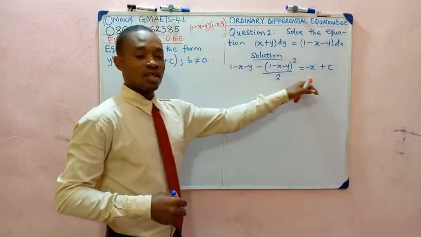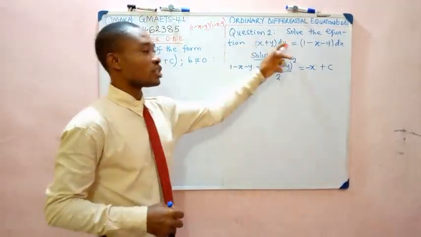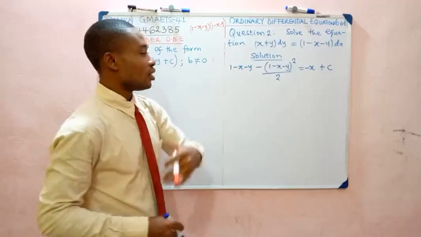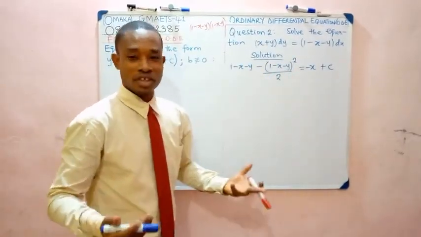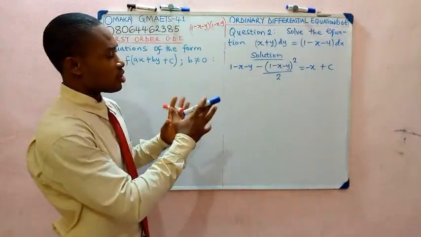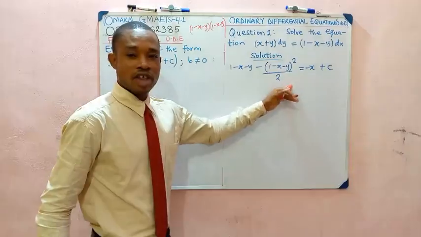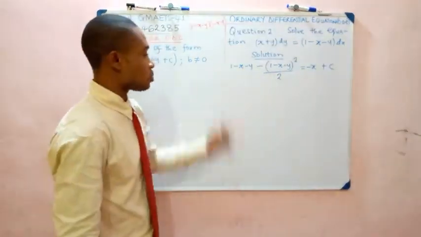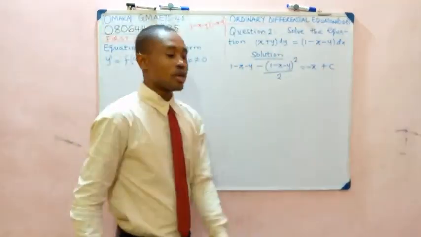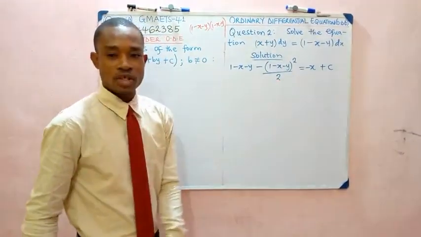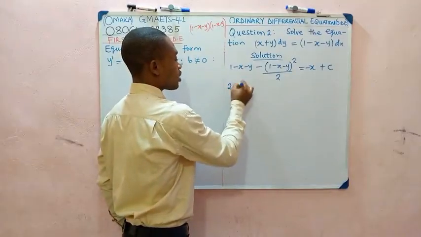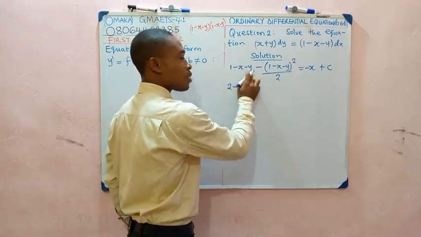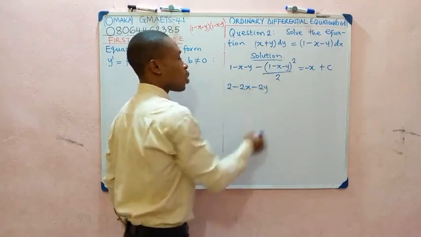We obtained this as the general solution to this differential equation before the break. We now wish to simplify this equation or solution further. Is that okay? Now this general solution is in fraction form. It has the fractions. We're going to clear the fraction by multiplying the terms through by the LCM, which is 2. Doing that, 2 times this one will give us 2. 2 times minus x is minus 2x. 2 times minus y will give us minus 2y.